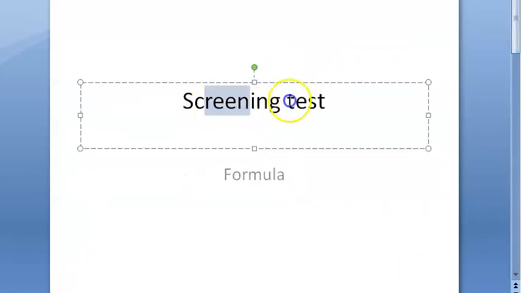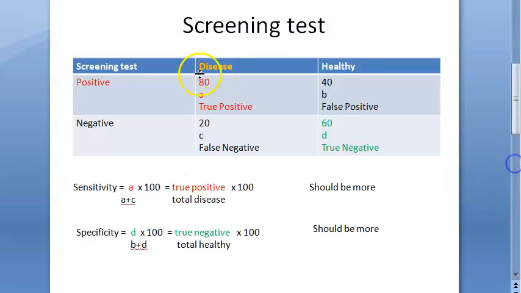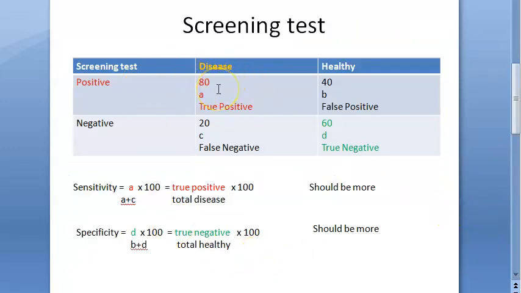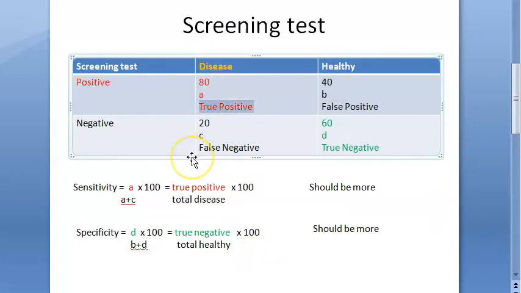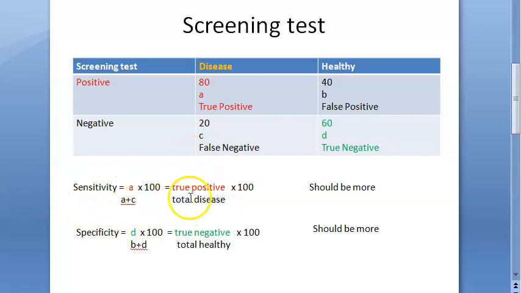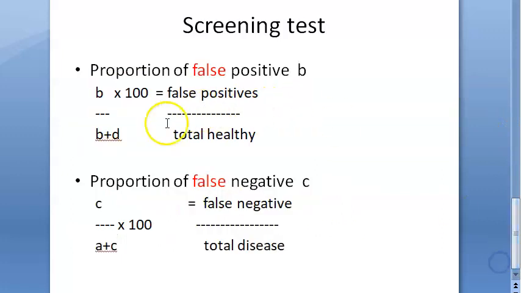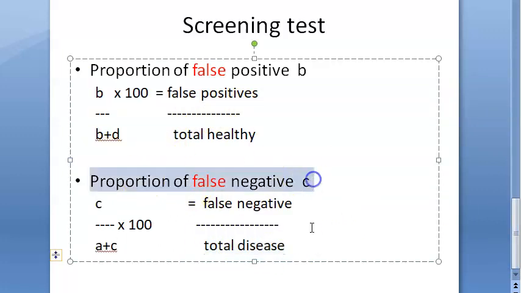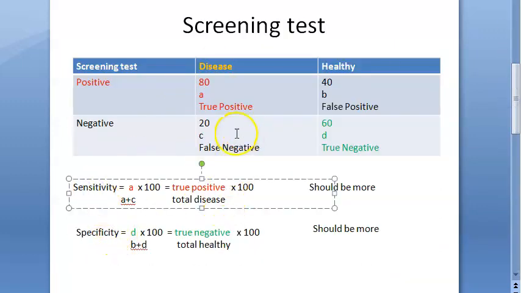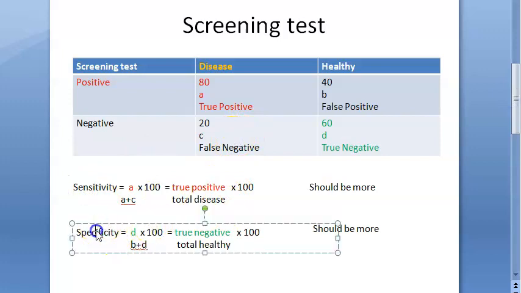Let us look at this from the beginning now. Screening test. So sensitivity, specificity, you understood. Sensitivity is true positive divided by total diseased. Again here it is total diseased, remember. Sensitivity, the denominator is total diseased. Similarly, in the last one you saw total diseased, the proportion of false negative. Right? Anyways, going back here, sensitivity is what? Total positives among the diseased. You want this value to be high. Specificity is total negatives among the healthy. You want this to be high.